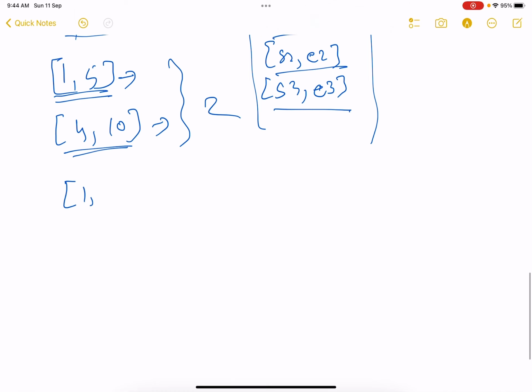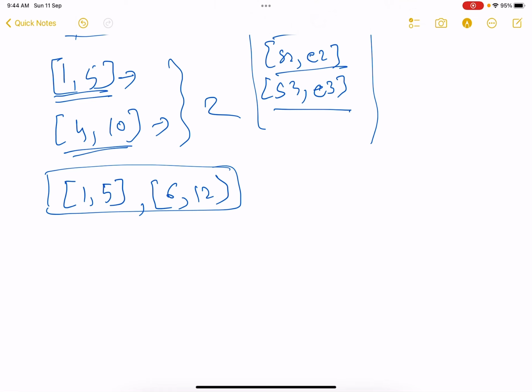However, if our timings are 1 comma 5 and, suppose, 6 comma 12, that means only a single meeting room will suffice for this case. So in this case our answer will be 1.